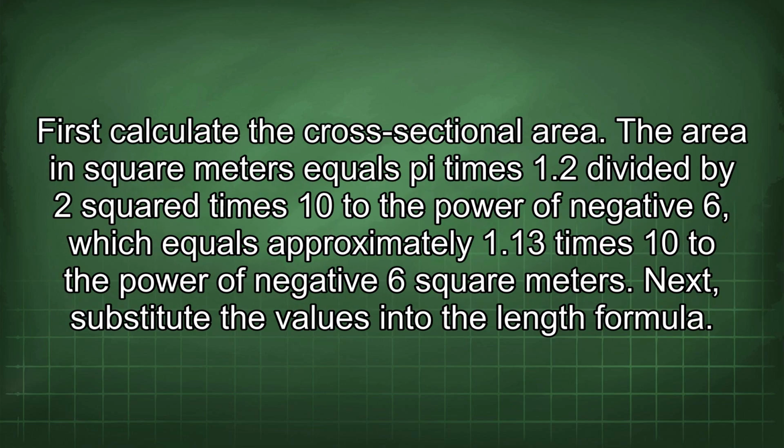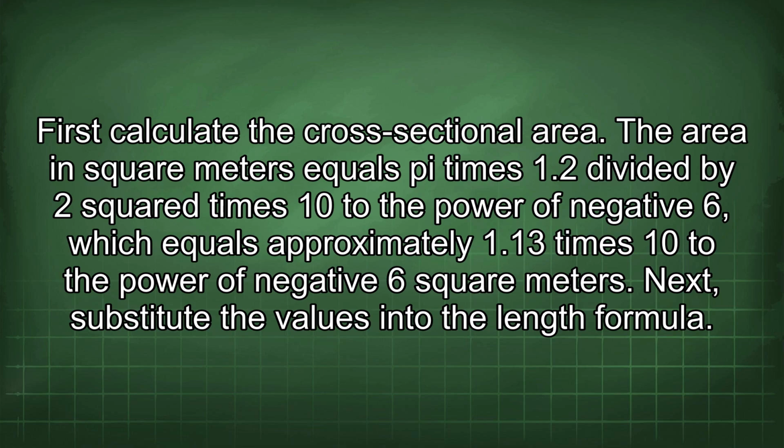First, calculate the cross-sectional area. The area in square meters equals pi times (1.2 divided by 2) squared times 10 to the power of -6, which equals approximately 1.13 times 10 to the power of -6 square meters.